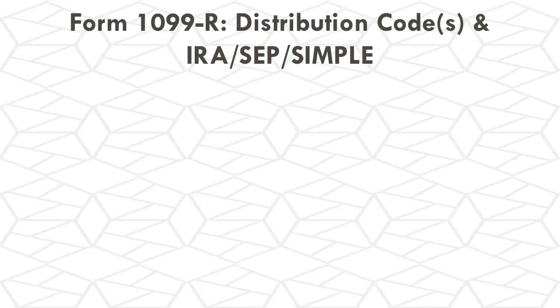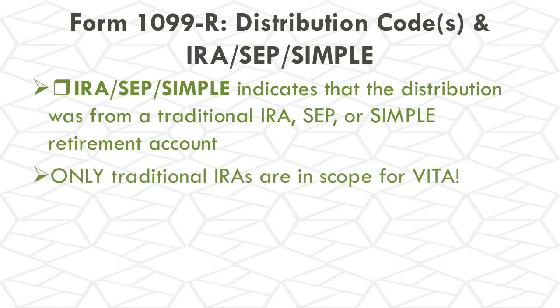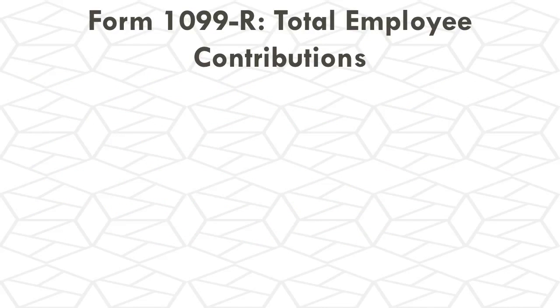The second part of this box 7 is the IRA SEP Simple box. This is going to indicate that the distribution was from a traditional IRA, an SEP, or simple retirement account. Now, you'll remember I mentioned earlier that only traditional IRAs are in scope for VITA. If a taxpayer has this checked, you need to verify with them that the amount distributed here was from a traditional IRA. Unfortunately, taxpayers often don't know. However, we don't see a lot of IRAs, so if you do see this, hopefully the taxpayer will know. But if they do not, they're going to need to figure out if it is from a traditional IRA before we can report it.